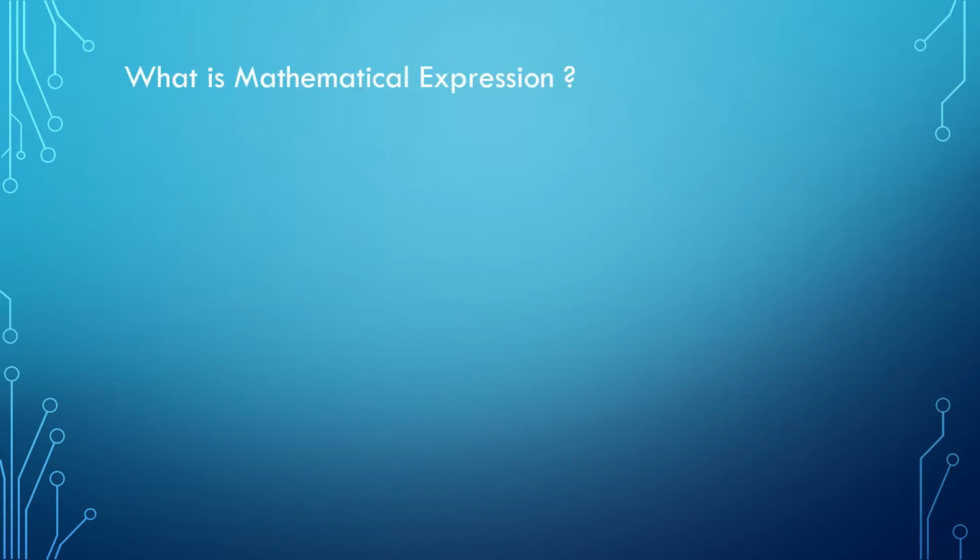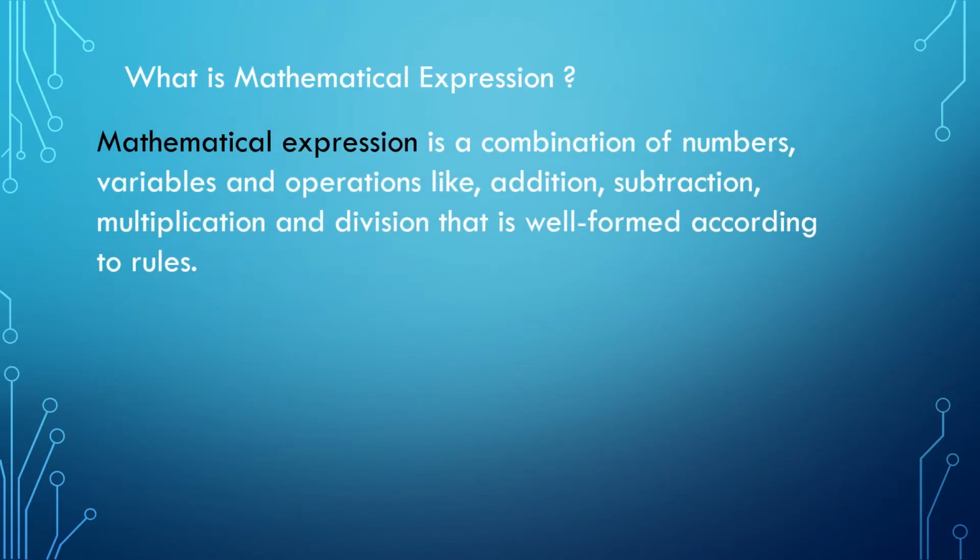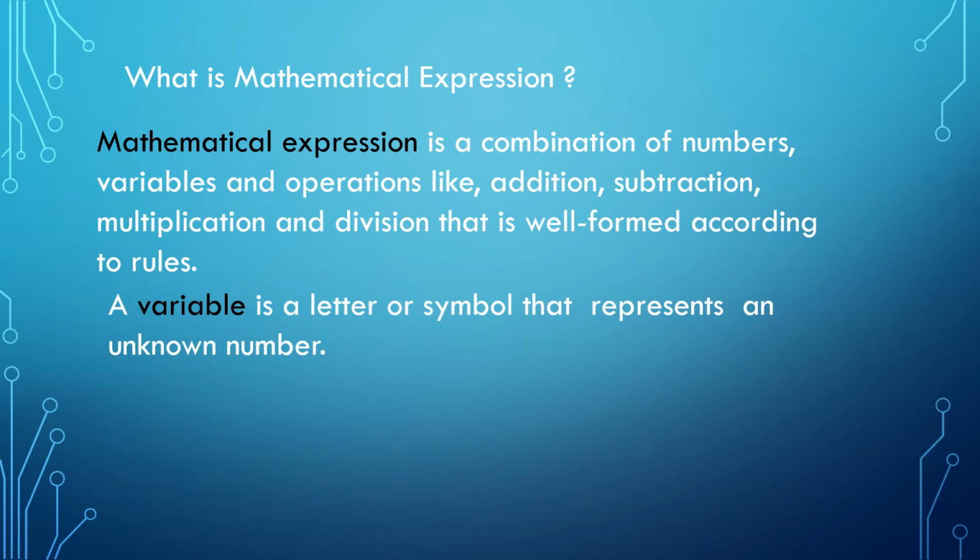What is a mathematical expression? A mathematical expression is a combination of numbers, variables, and operations like addition, subtraction, multiplication, and division that is well-formed according to rules. Now, what is a variable? A variable is a letter or symbol that represents an unknown number.